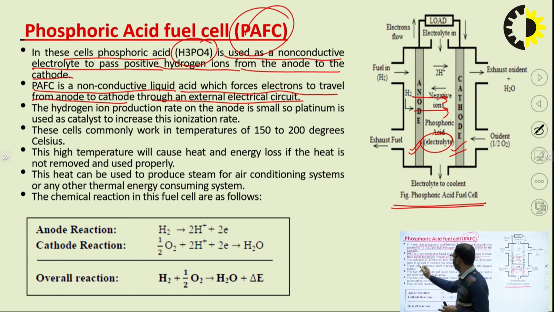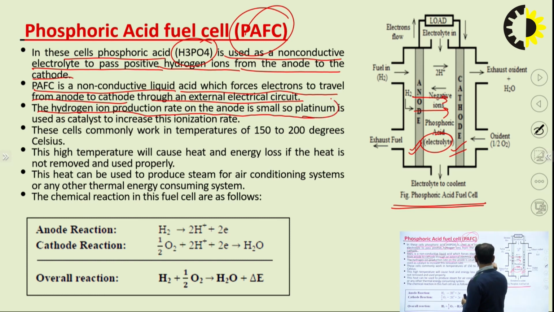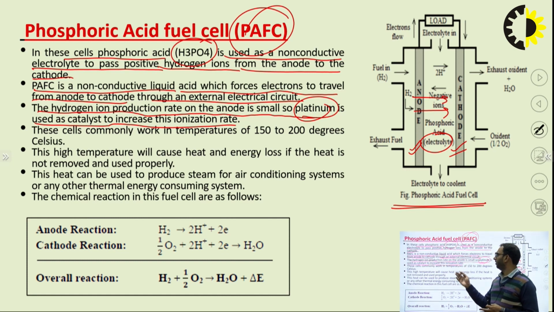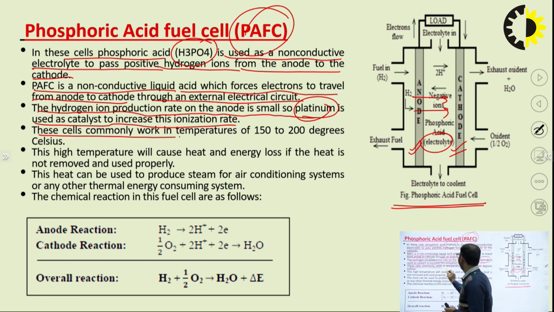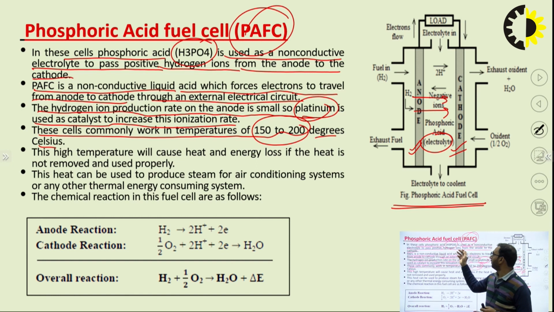The hydrogen ion production rate at the anode is small, so platinum is used as a catalyst to increase this ionization rate. With the help of platinum, we can increase the ionization rate of hydrogen. These cells commonly work at temperatures of 150 to 200 degrees Celsius.